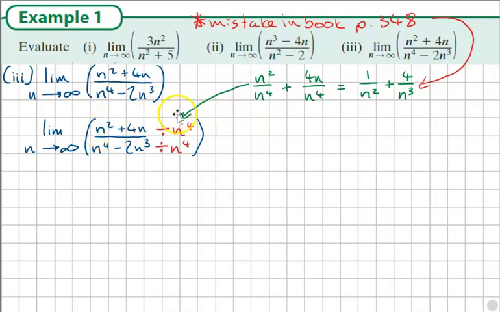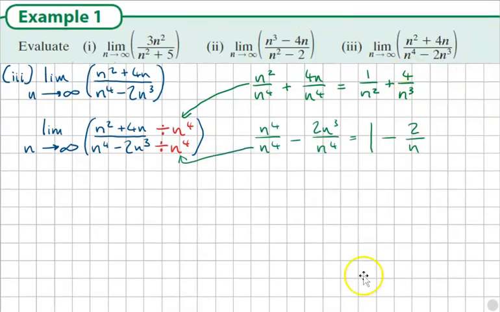So dividing by the highest power of n, dividing by n to the power of 4. So n squared divided by n to the power of 4 gives us 1 over n squared plus 4 over n cubed. And just to note, there's a mistake on page 348 in your book in the solution. This is what it should be. Just if you're going by the book, just be careful. There are some mistakes. So n squared over n to the power of 4 gives us 1 over n squared. And 4n over n to the power of 4 gives us 4 over n cubed.